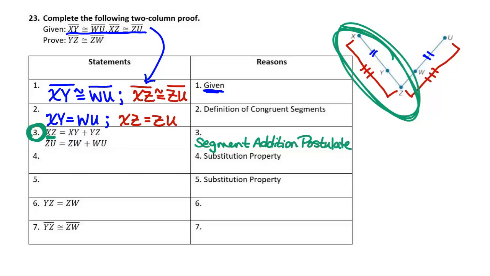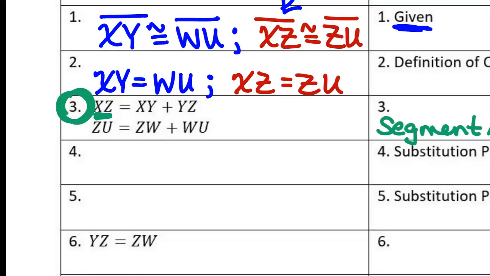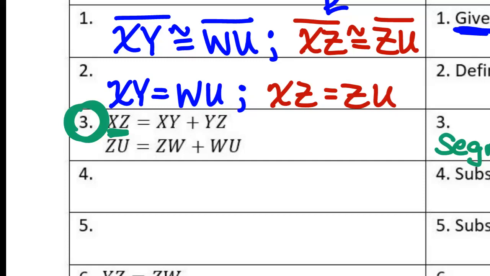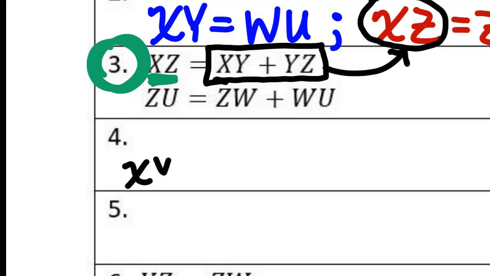We can make the exact same statement over there about ZU being ZW plus WU. So I know that XZ is equal to XY plus YZ. Do I know that XZ is equal to anything else? It's equal to ZU, so I can replace this XZ right here with XY plus YZ.